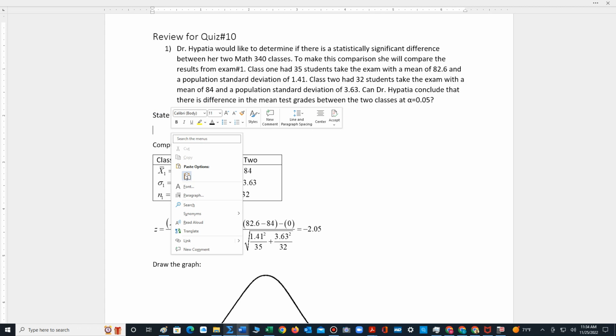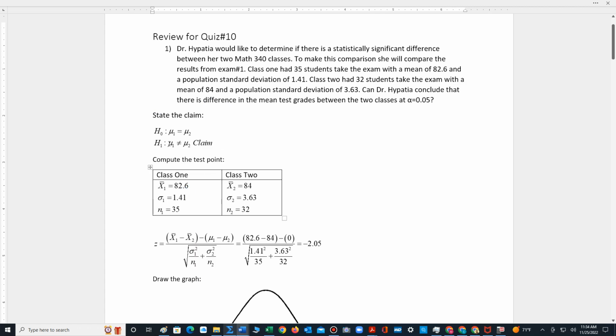And we can see that we have mu1 is not equal to mu2. Mu1 represents the overall mean for class 1. Mu2 represents the overall mean for class 2. Difference means not equal. So mu1 is not equal to mu2. That's the claim. That's H sub 1. H naught is that the means are equal.